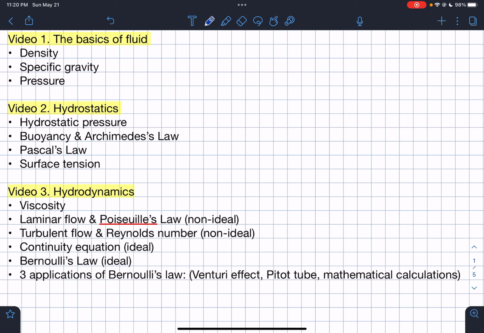Fluid is actually one of my favorite physics topics since I'm extremely interested in the physiology of respiratory and circulatory systems. As you can see, there are 3 tutorials. In this very first video, we're going to clear some basic concepts about fluid, and then we're going to move on to hydrostatics, which is the study of fluids that are not in motion, aka being static. And then in our last video, we're going to study hydrodynamics, which is the study of fluids that are in motion. All right, so let's jump into the basics of fluid.